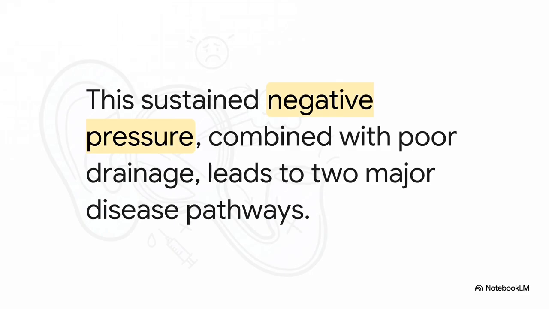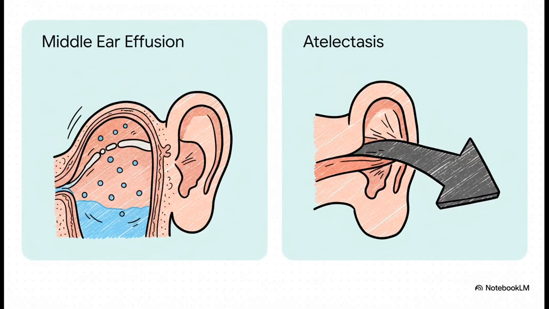When you combine that with the fact that fluid can't drain out, it sends the middle ear down two very distinct but related paths of disease. On one path, the vacuum literally starts pulling fluid out from the surrounding tissues, filling up the middle ear space like a flooded basement. On the other path, the outside air pressure, which is now totally unopposed, just smashes the eardrum inward, causing it to stretch and eventually collapse on itself.